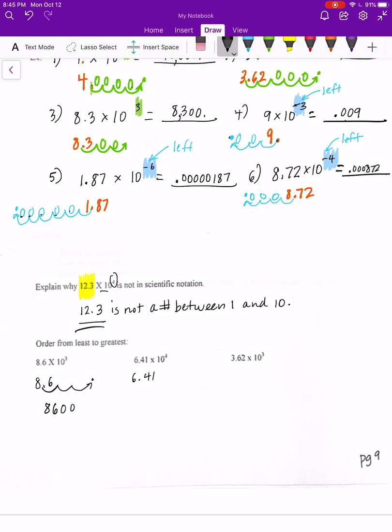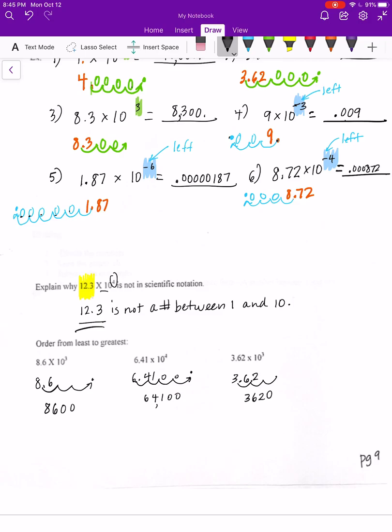6.41 times 10 to the 4th power. 1, 2, 3, 4. So then I would throw in 2 zeros and it'd be 64,100. And here, this one's to the 3rd power. So it'd be 3.62, and I move it 3 times to the right. 1, 2, 3. So we're talking 3,620 with 1 zero.